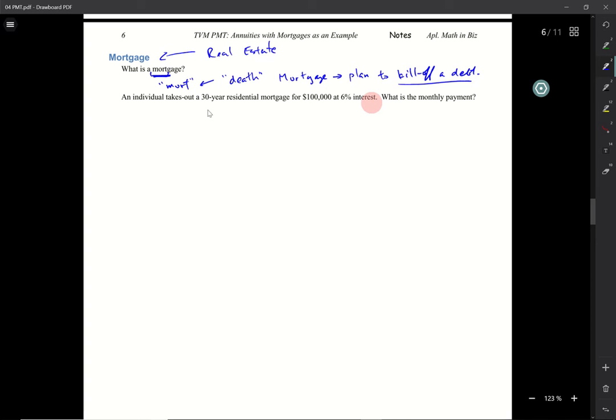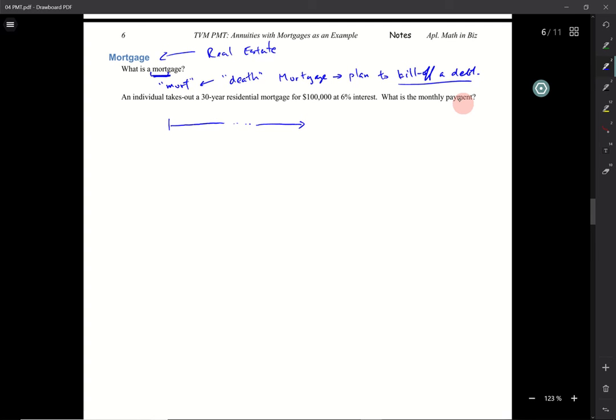Okay, so let's say an individual takes out a 30-year residential mortgage for $100,000 at 6% interest. What is the monthly payment? So, as always, we should think about the cash flow diagram.